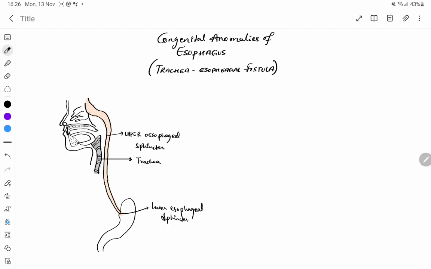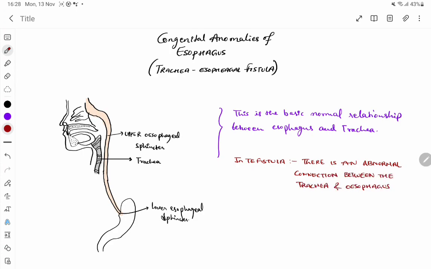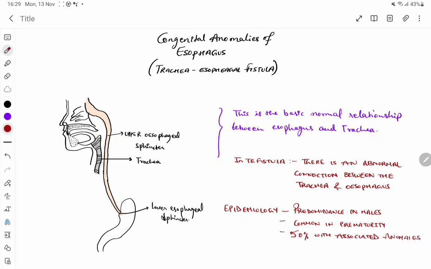and this is the trachea. Now TEF is an abnormal connection between the esophagus and the trachea. It is basically congenital, but if it occurs late in life, it is a sequel of surgical procedures such as laryngectomy. What will be the epidemiology? The predominance is in males, common in prematurity, and 50% with associated anomalies.